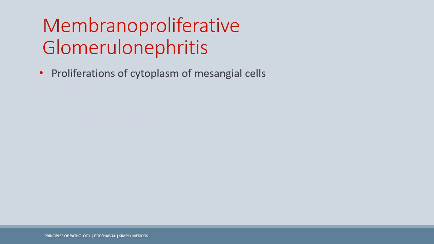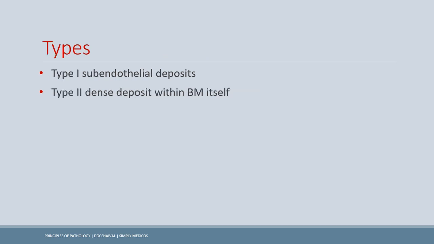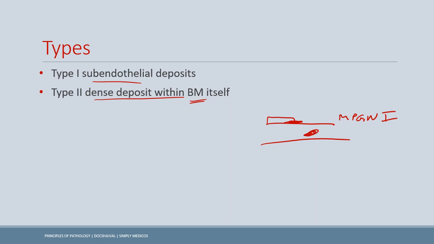Now, membranoproliferative glomerulonephritis is the proliferation of the cytoplasm of the mesangial cells. So we also call it mesangioproliferative glomerulonephritis. Based on the location of the deposits, there are two types: subendothelial deposits, or the dense deposit disease, in which the deposition is within the basement membrane itself. Let's say this is the basement membrane: if the deposits are subendothelial, it is MPGN 1, and if they are in the basement membrane, it's MPGN 2, and if they are subepithelial, it's membranous nephropathy. It's an easy way to remember, guys.